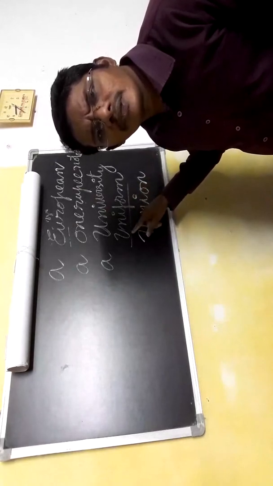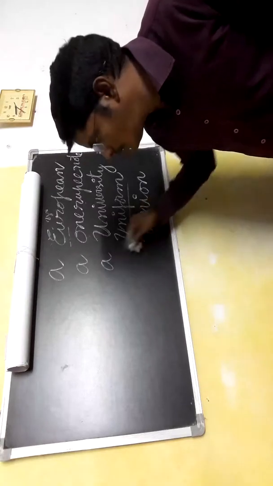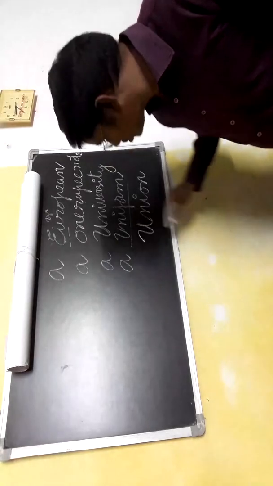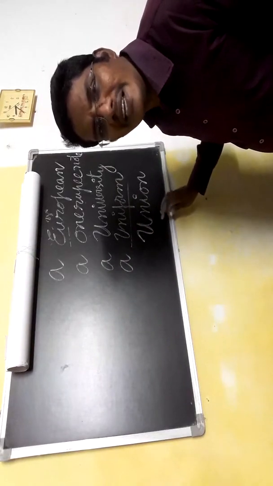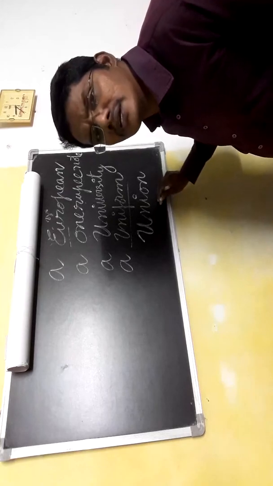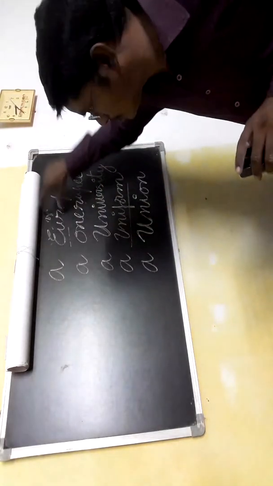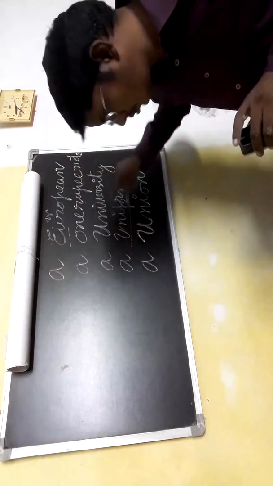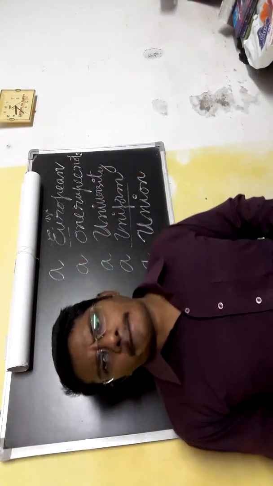Uniform. The first letter is a vowel, but it gives a consonant sound. Uniform, so a uniform. Next, union. This letter U is a vowel, but it gives a consonant sound. Union. So there we have to use a. Whenever you observe these words, European, one rupee note, university, uniform, union, you have to write a. Understood? This is a small clue I wanted to give you.